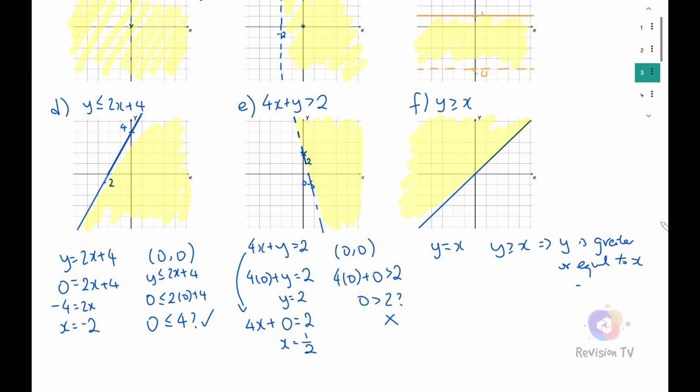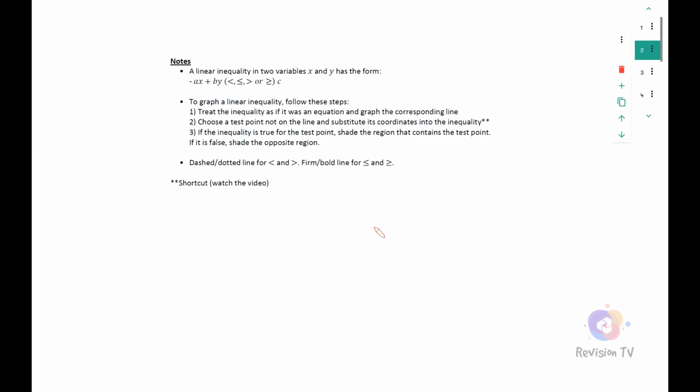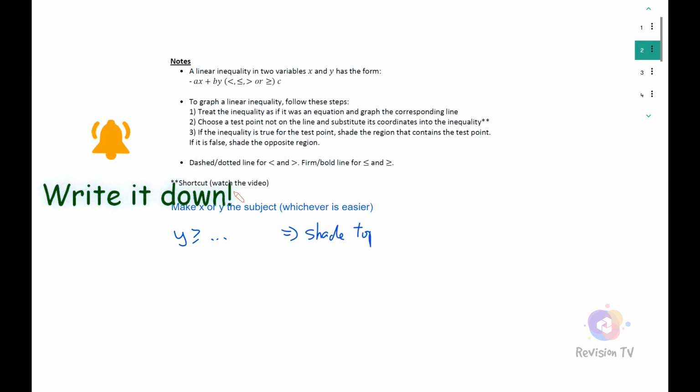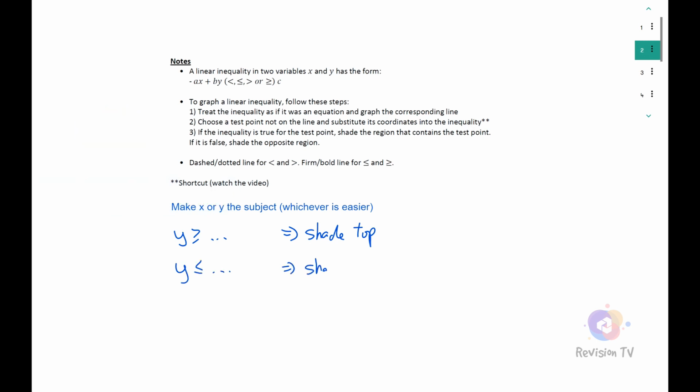So now this brings us to the shortcut. The shortcut is you first have to make x or y the subject. You can make x or y the subject, whichever is easier. If the inequality goes with y greater equals to dot dot dot or greater than, you're going to shade the top part. If it's y less than or equal to something, you're going to shade the bottom part. Okay, shade the bottom.